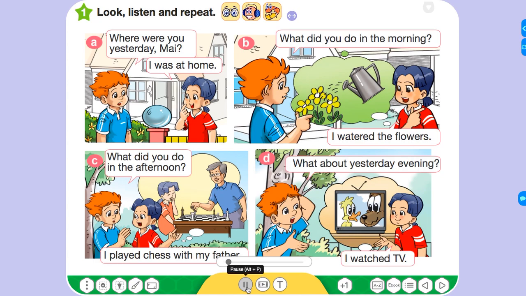Page 66. Lesson 2. Activity 1. Look, listen, and repeat.